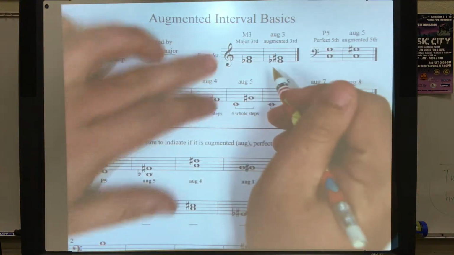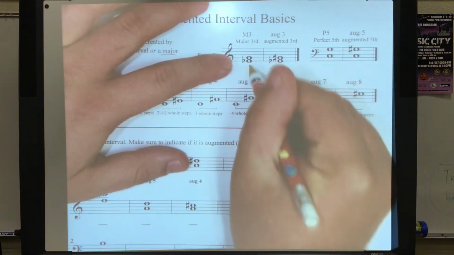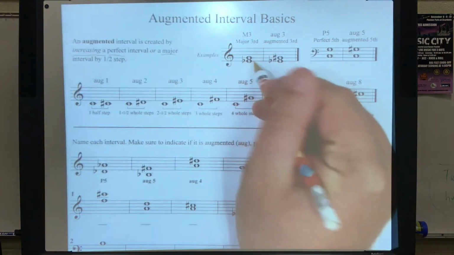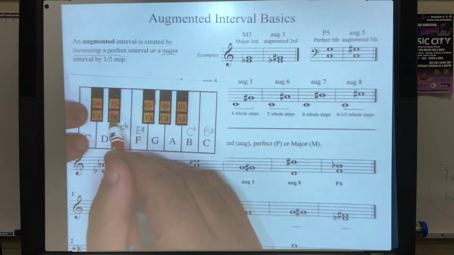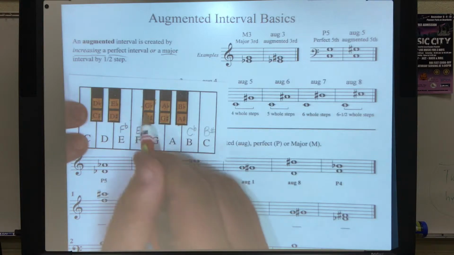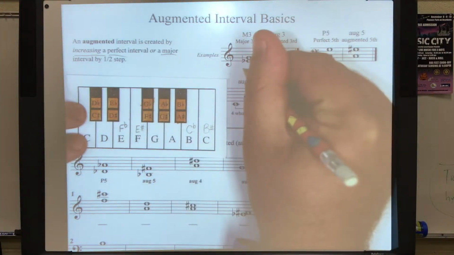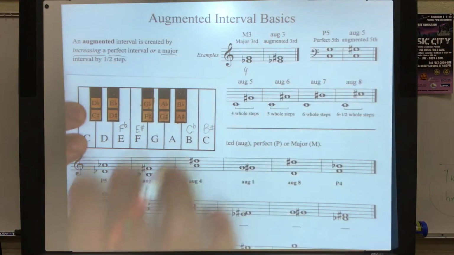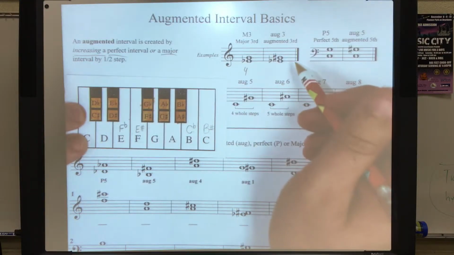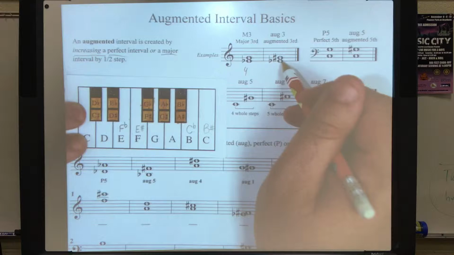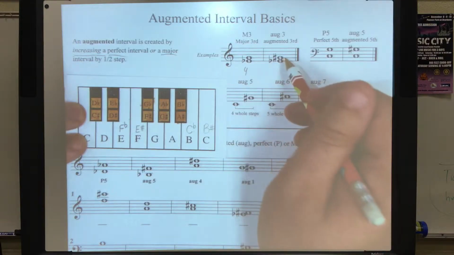Here we have a major third, which is an E flat to a G. So we can count on our piano. E flat is 0, 1, 2, 3, 4 half steps. 4 half steps, so we're going to write a 4. Then we've got an augmented third, so the difference is that the E flat is still there and the G becomes a G sharp, okay?